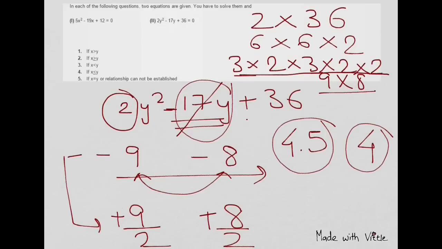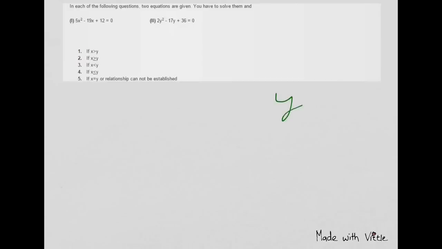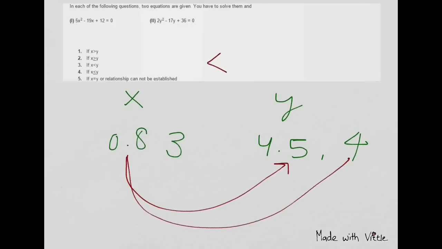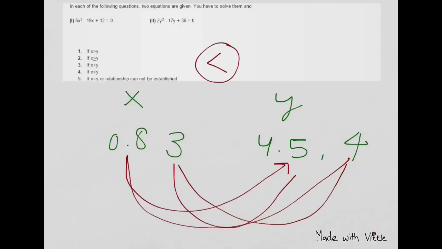Once you have both the roots, you can compare them. You had y as 4.5 and 4, and x as 4 by 5 and 3. 4 by 5 is equal to 0.8, so we'll just remove this, and now we compare. 0.8 is less than 4.5, 0.8 is less than 4, 3 is less than 4.5, and 3 is less than 4. So in all 4 cases you will get the less than sign, so that is our answer.